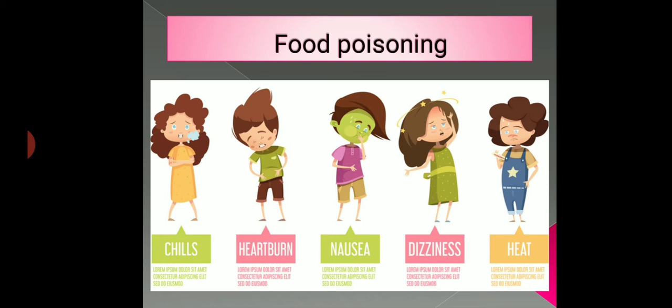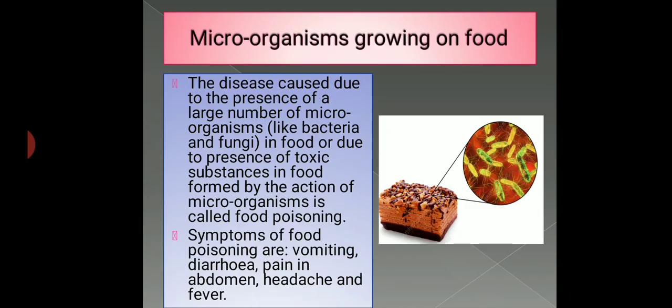Microorganisms grow on food and sometimes produce toxic substances. These substances cause various diseases. The disease caused due to the presence of a large number of microorganisms like bacteria and fungi in food, or due to the presence of toxic substances in food by the action of microorganisms, is called food poisoning.